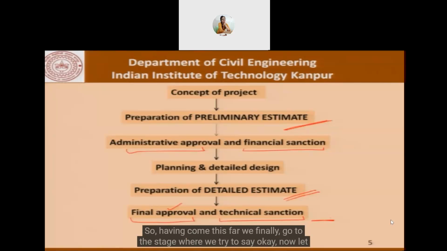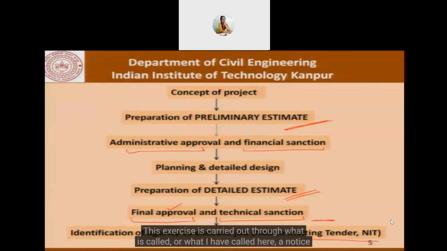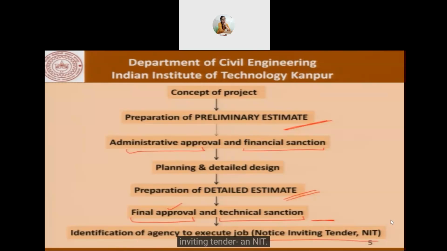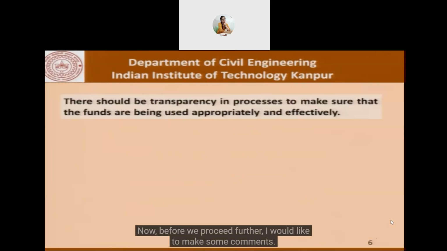So having come this far, we finally go to the stage where we say, okay, now let's look for an agency to execute the job. And this exercise is carried out through what I've called here a notice inviting tender, an NIT. Now, before we proceed further, I would like to make some comments.